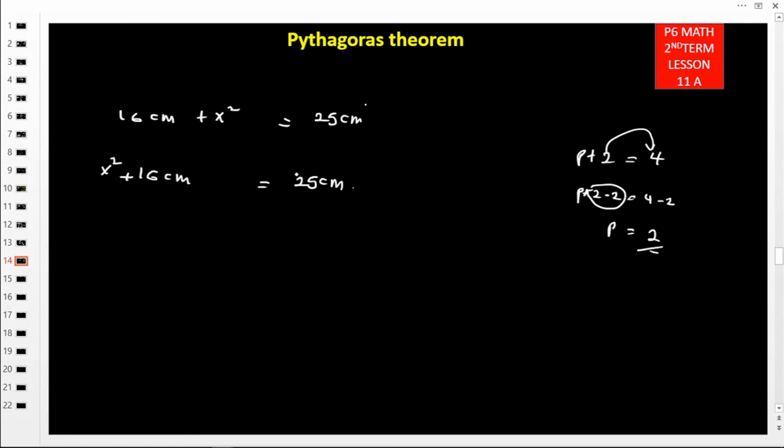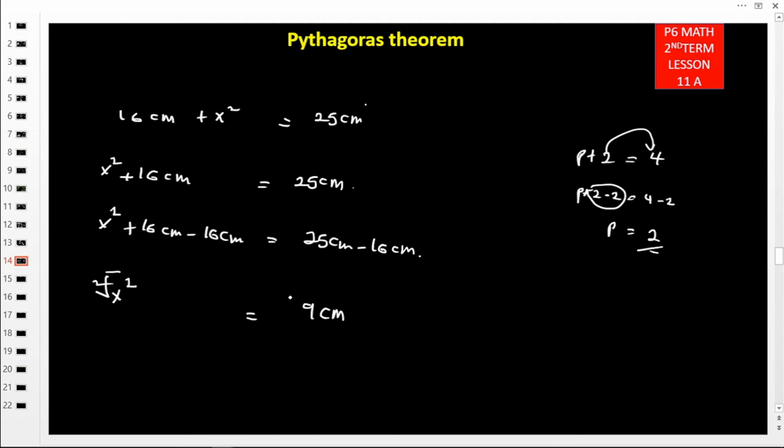So we are now going to take 16 this way, which is going to be x squared plus 16 centimeters minus 16 centimeters, giving us 25 centimeters minus 16 centimeters. So here we are having x squared, giving us, do you know what we are getting here? 25 minus 16, so we are remaining with 9 centimeters. But this is squared, so what are we going to do? We are going to get the square root.